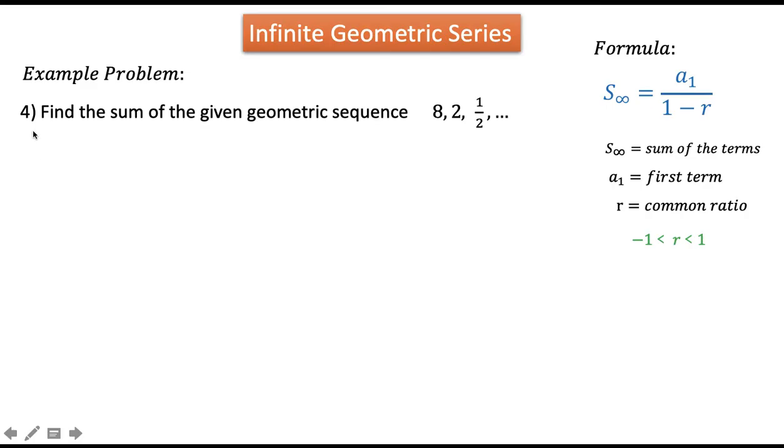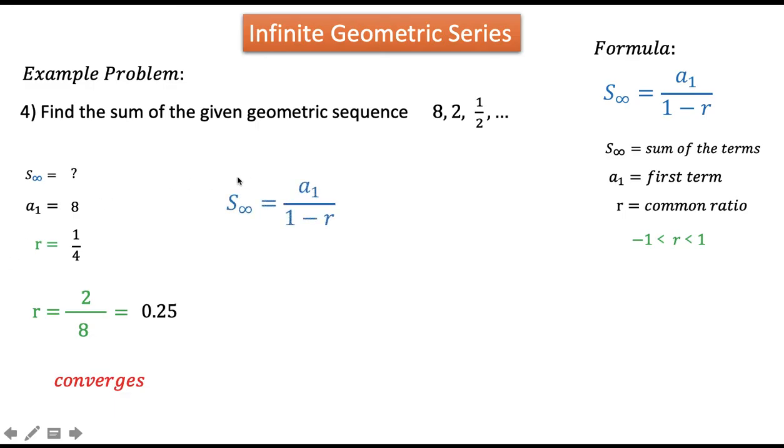In our example number 4, find the sum of the given geometric sequence 8, 2, 1/2, and so on. Our common ratio here is 2 over 8, so that is 0.25. Since 0.25 is within the range, our infinite geometric sequence converges, so we can find the sum. Our ratio here is 2 over 8, and if we simplify this, that is 1/4. Our A sub 1 is the first term, 8. So write the formula, substitute the given.